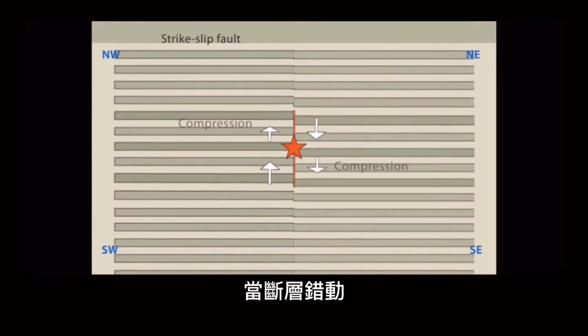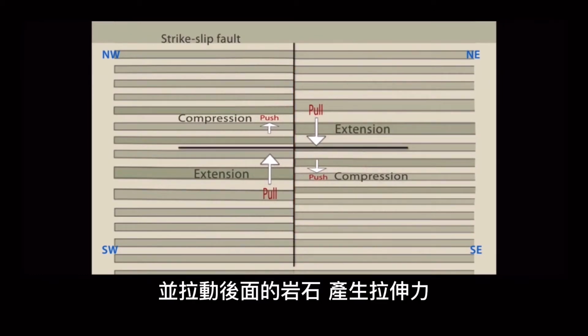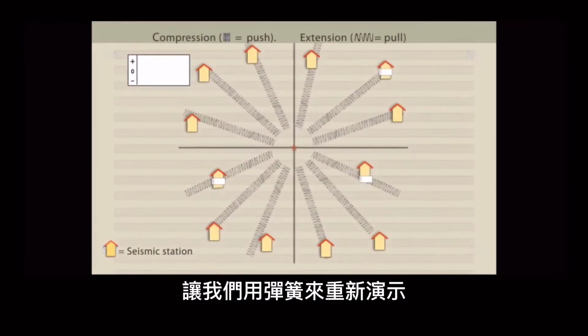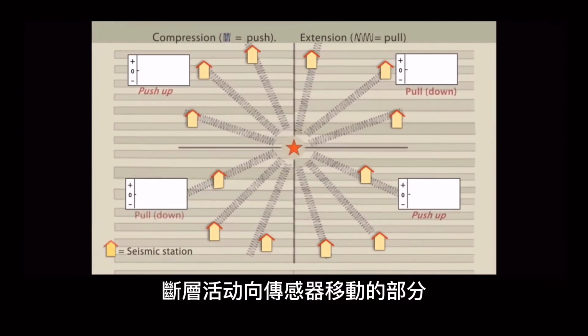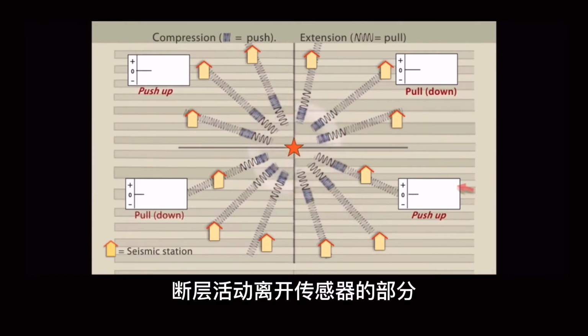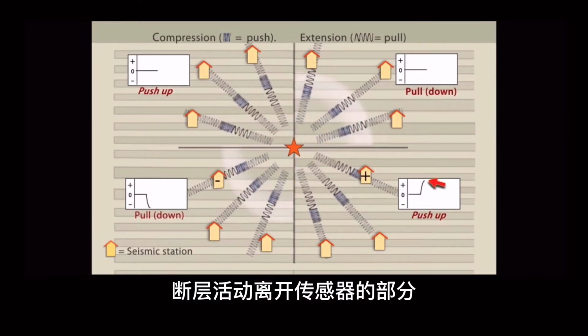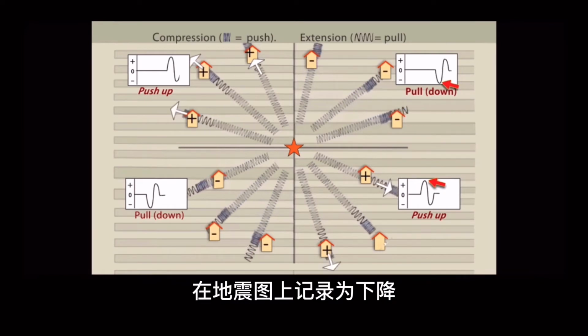When the fault slips, it both pushes the rock ahead with a compressional force and pulls on the rock behind, resulting in an extensional force. Let's replay it using springs to show these compressions and extensions. The part of the fault moving towards the sensor causes a compressional first motion, and the part of the fault moving away from the sensor causes an extensional first motion, recorded as a down on the seismogram.